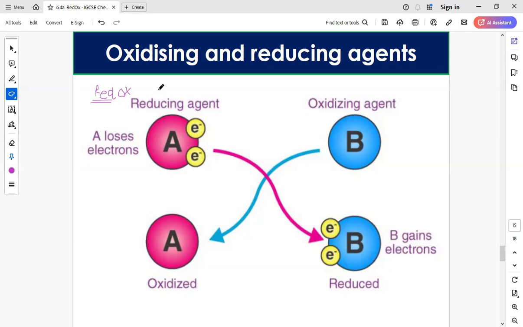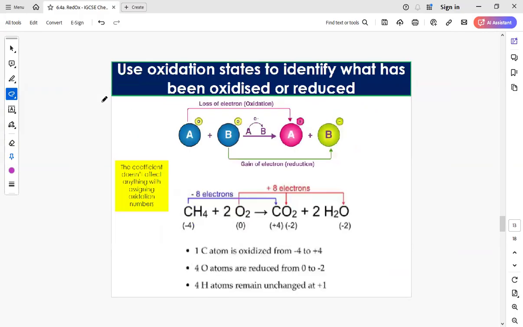It's the addition of oxygen and loss of electrons. No, reduction, not oxidation. Oh, it's removal of oxygen and gaining electrons. Exactly. So the removal of oxygen, the gain of electrons. So I'll just write it down here. So we'll just zoom in.